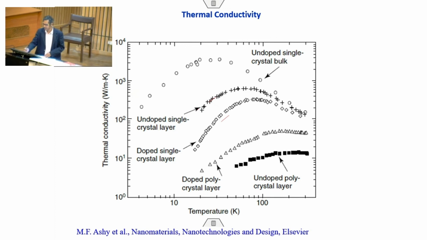This is the bulk. Okay, you see the bulk has a thermal conductivity of the order of almost 1000 at about 100 Kelvin. Okay, but the same thing is reduced extensively the moment you have a single layer of silicon. So especially at low temperature, this effect is more pronounced for polycrystalline silicon thin films, right?